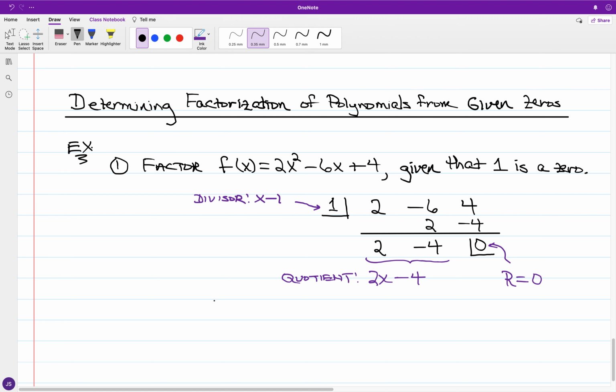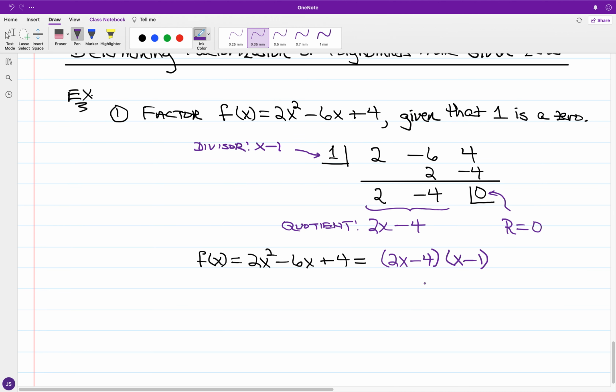And so in the case of factoring, we're going to have f of x equal to 2x squared minus 6x plus 4. And that's going to be equal to the product of the quotient and the divisor. And in the case of Alex, he likes to stress the complete factorization. So you have the quotient, 2x minus 4.